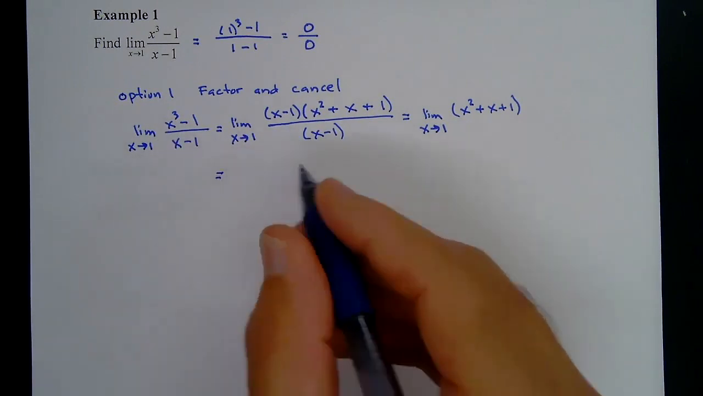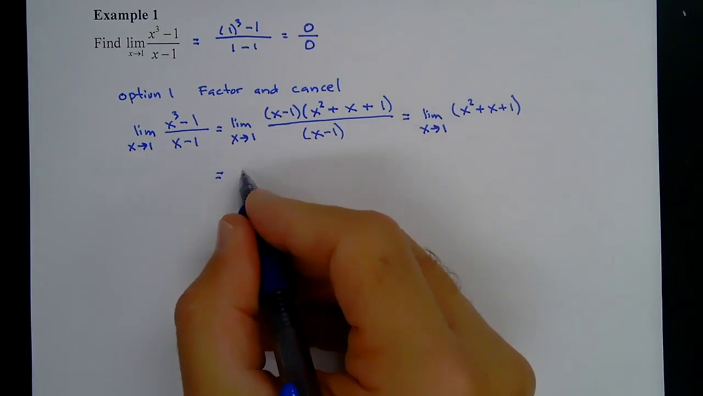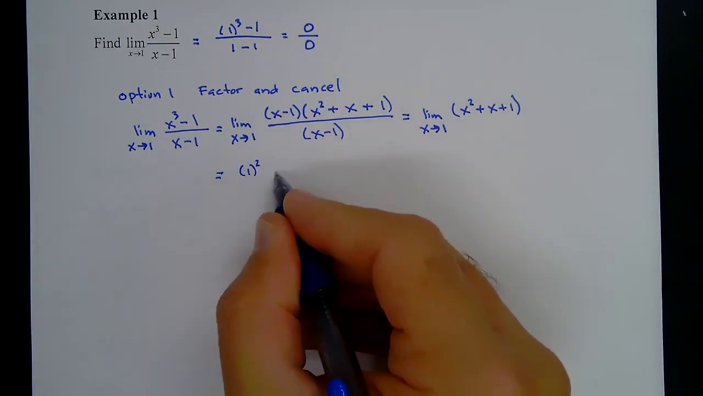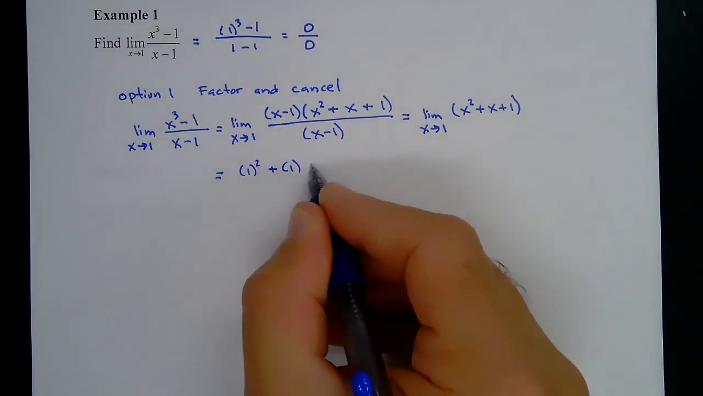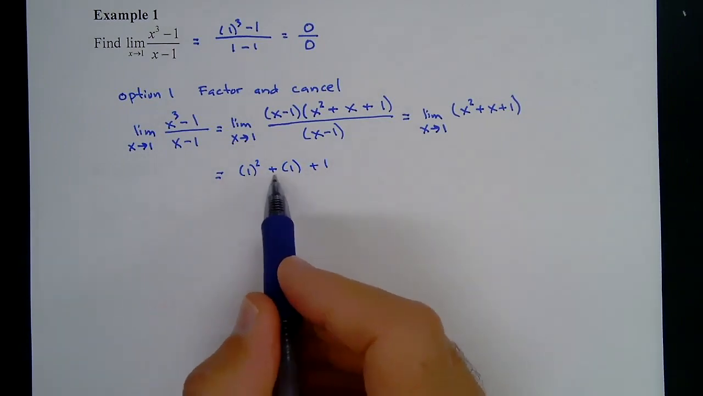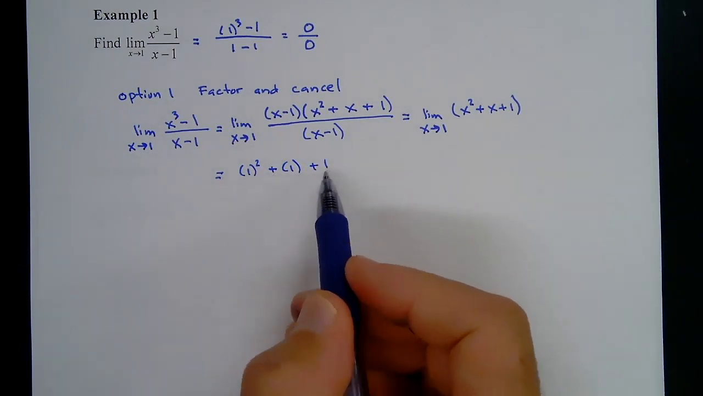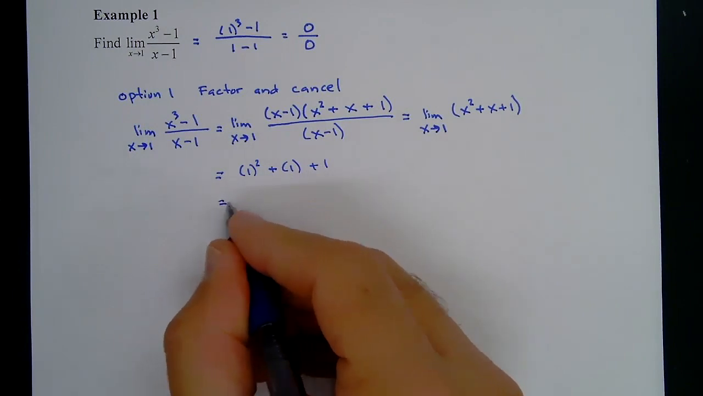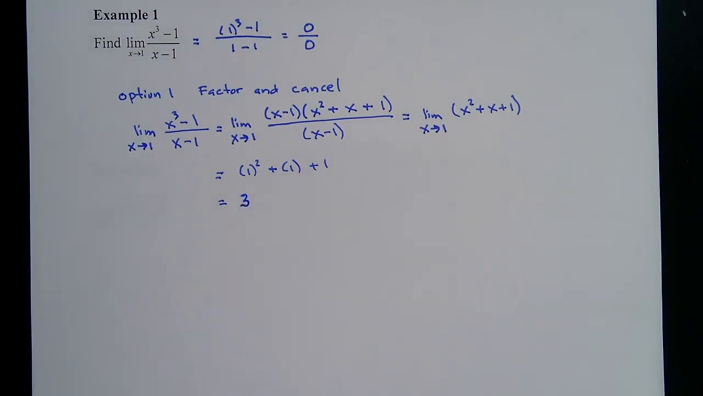So this becomes, all we have to do is plug 1 in. So that'd be 1 squared plus the 1 plus another 1. Well, the 1 squared is 1, plus another 1 is 2, plus this one is 3, right? So the answer to this is 3, okay?